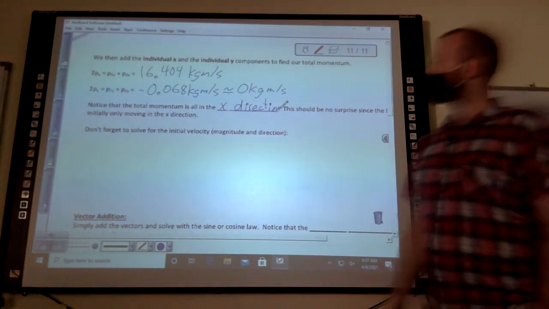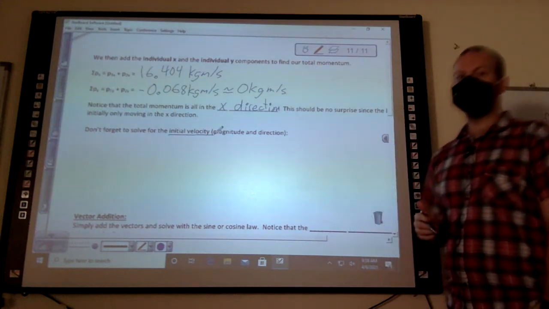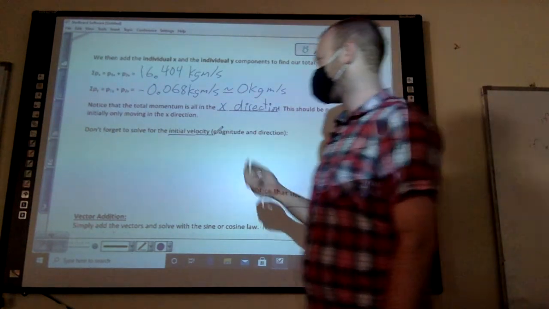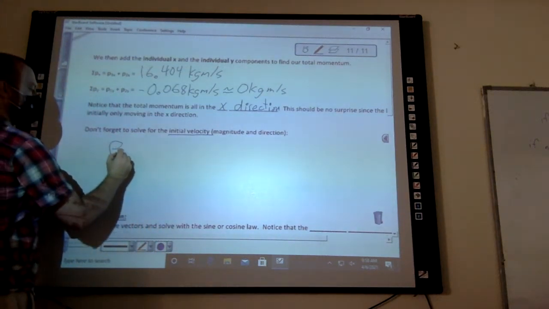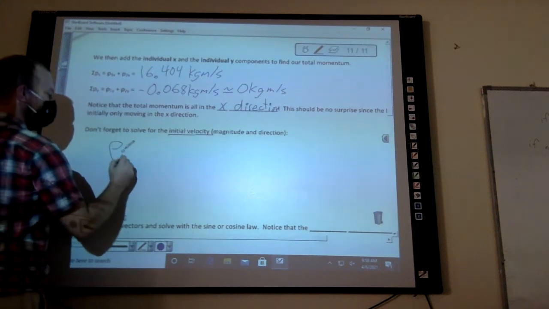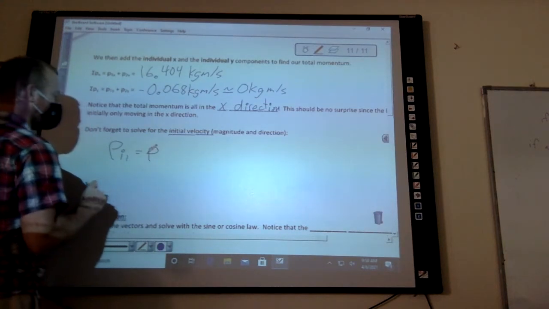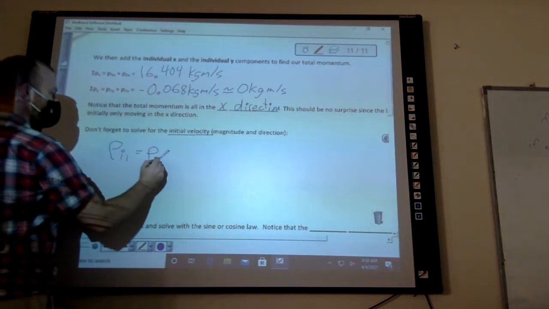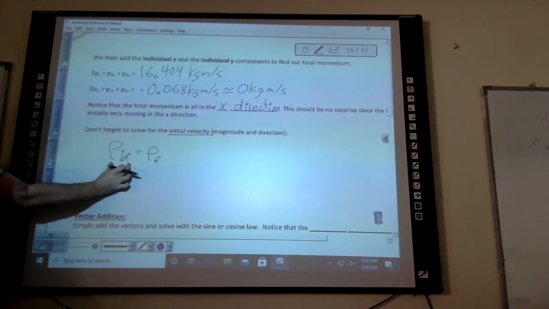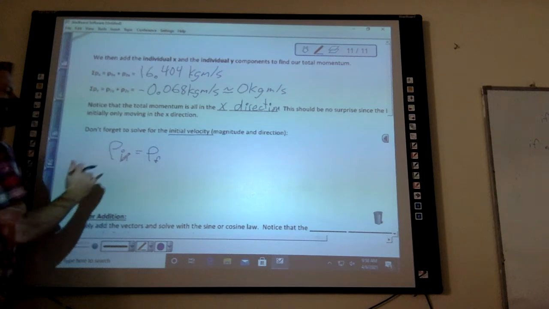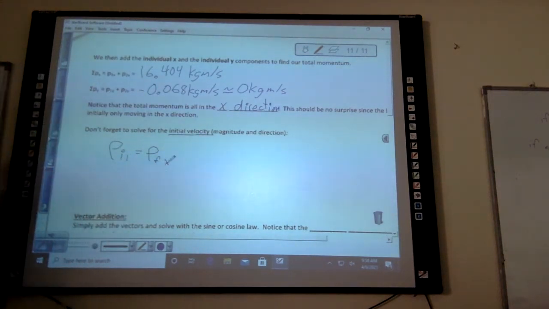So we're not done yet, because we're asked to solve for the initial velocity, not the initial momentum. So we're looking for the initial momentum of object 1. Momentum initial is equal to momentum final. It's purely the first object that has momentum, and it's going to equal the total final, which is purely what's here in the X direction.